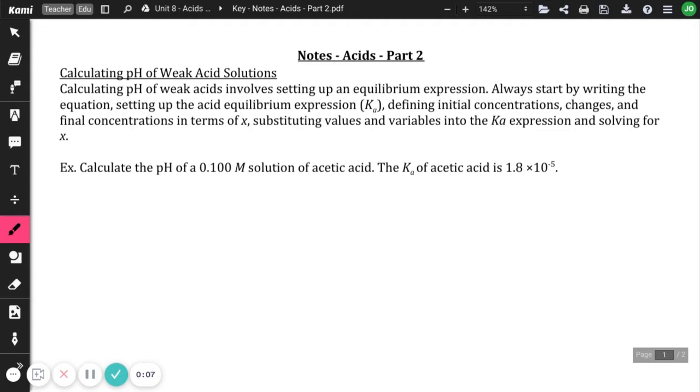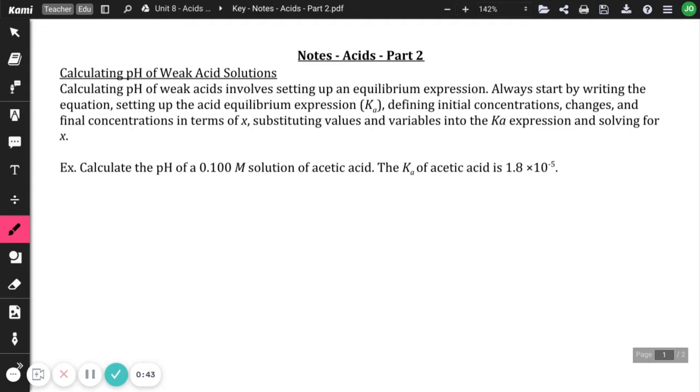So today we are going to be continuing our notes on acids and bases, continuing into the acid and base unit. Today we are going to be continuing into acids. Specifically, we're going to go into part 2 of our acids, focusing on how we work with weak acids in terms of pH. All right. So let's look at calculating the pH of a weak acid solution. Basically, all this involves is setting up an equilibrium expression. So basically, you're going to be using your RICE table.